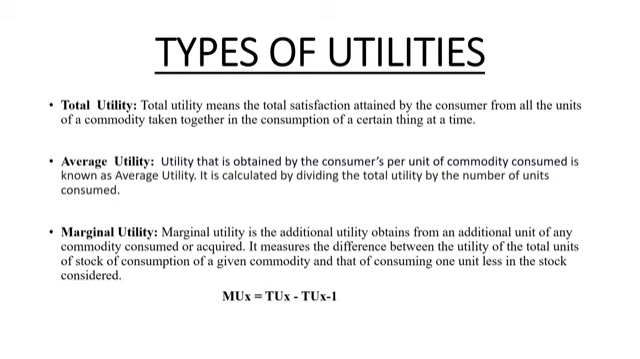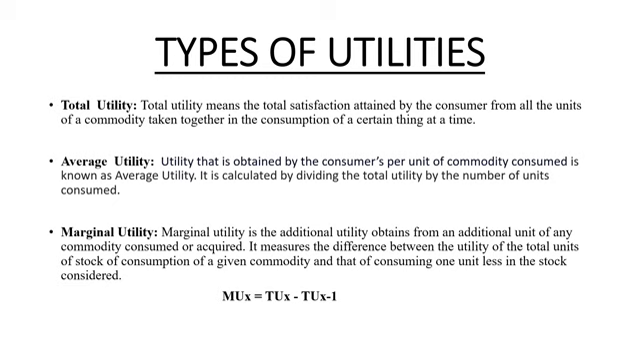Now, as I talked about earlier in the index, we have types of utility. First is total utility. Supposing you consumed an apple, and the entire apple once finished makes you feel fully satisfied, fulfills your hunger. It makes you fully happy. That is the feeling that you get by consuming each unit of the apple. That is your total utility once you finish the entire apple. So the total utility means the total satisfaction attained by the consumer from all the units of a commodity taken together in a consumption of a certain thing at a particular period of time.